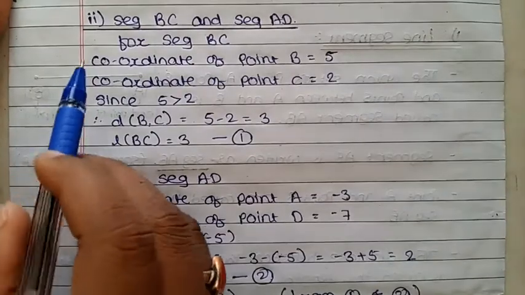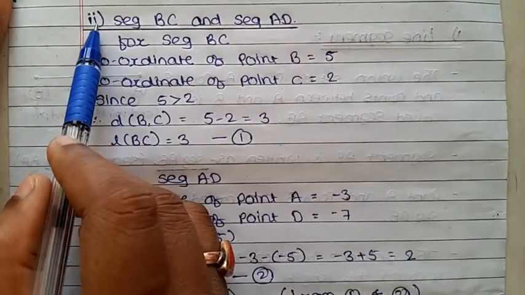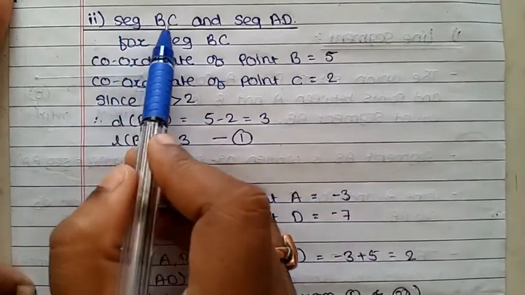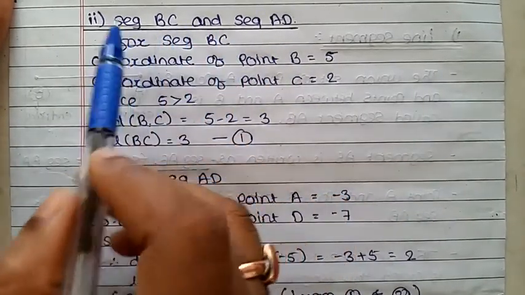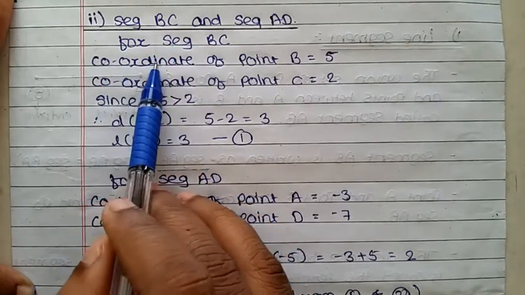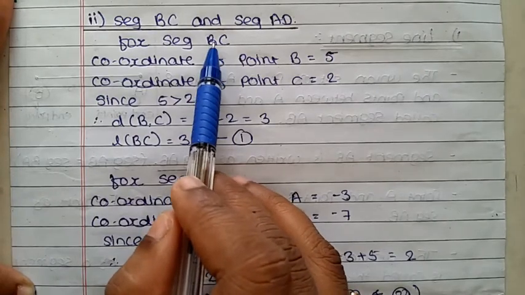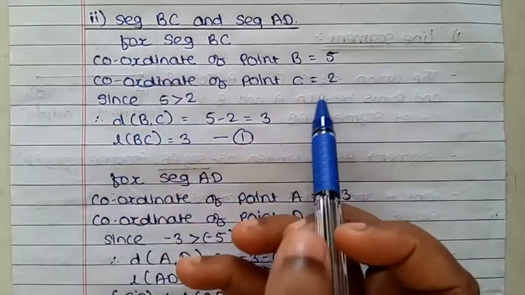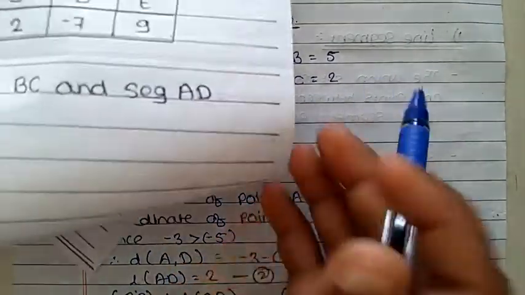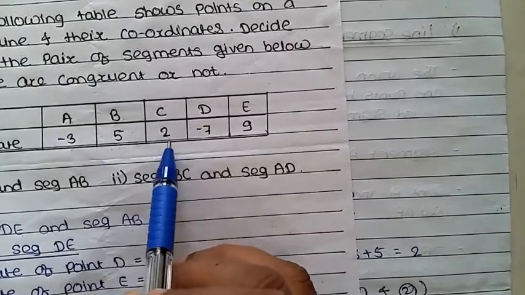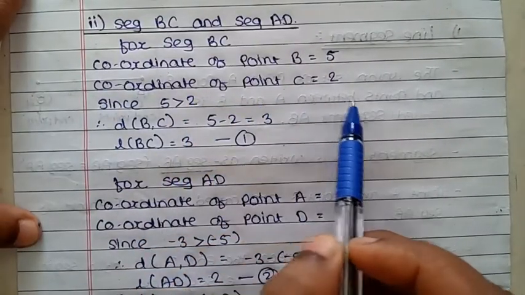the second part of question number 1, segment BC and segment AD. We have to show whether these two segments are congruent or not. Consider the first segment, BC. In this segment there are 2 points, B and C. The coordinate of point B is 5, as your table shows, and the coordinate of point C is 2.